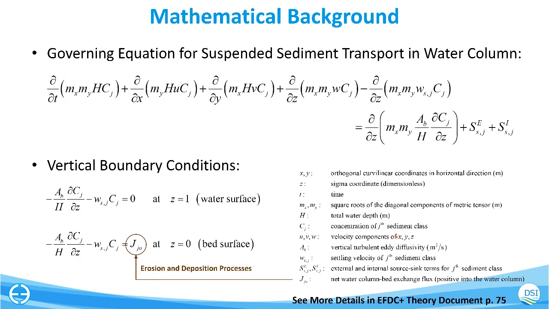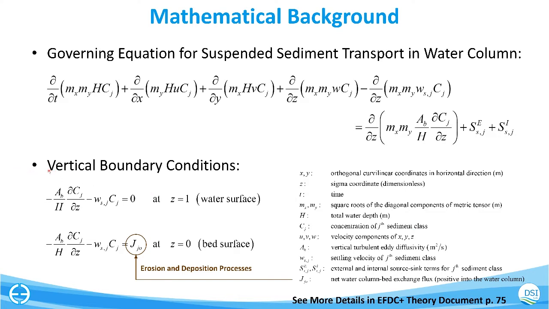This is the governing equation for suspended sediment transport in the water column, and this equation is the same as the previous governing equation used in the temperature or dye transport in yesterday's lecture. But here the C value represents the concentration of each sediment class.